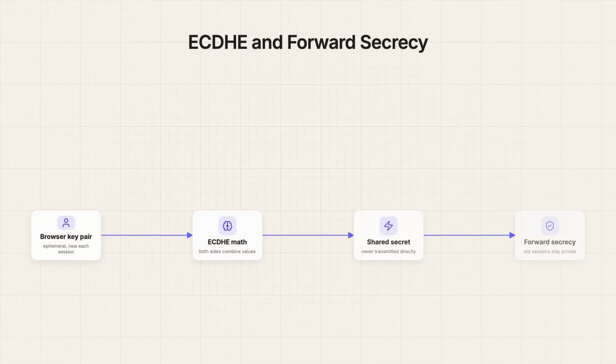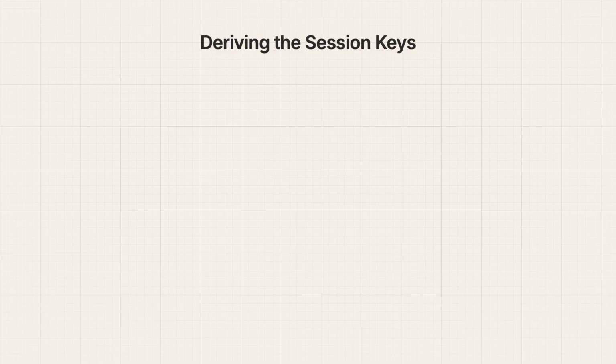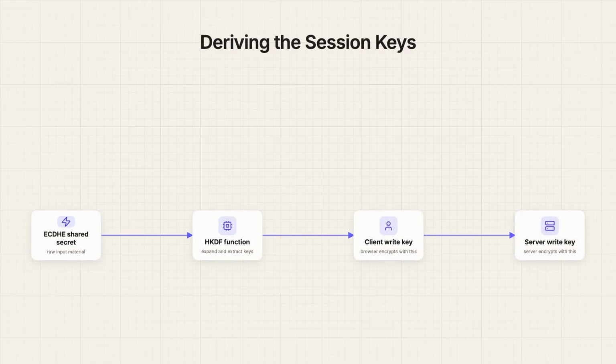Elliptic Curve Diffie-Hellman Ephemeral generates a brand new key pair for every single TLS session and throws it away when the session ends. Both sides exchange their ephemeral public values, and combine them through elliptic curve math to independently arrive at the identical shared secret without that secret ever crossing the wire. Because the keys are ephemeral, recording today's traffic and later stealing the server's long-term private key still cannot decrypt it. The raw shared secret from ECDHE is not used directly as an encryption key.